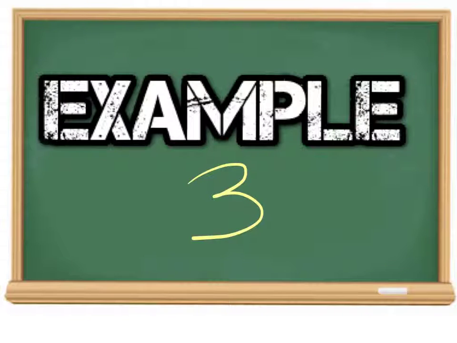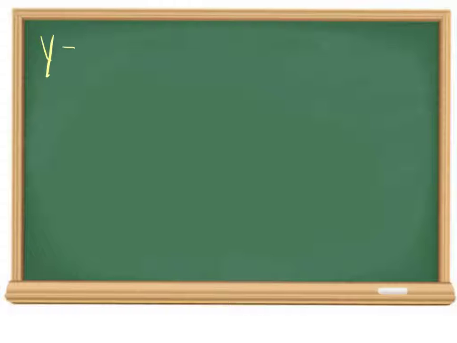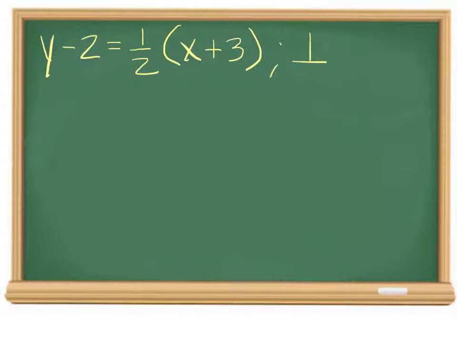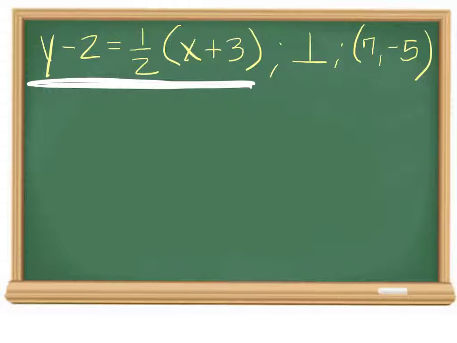Example 3. Y minus 2 equals 1/2 times the quantity x plus 3. You need a line that is perpendicular and passes through the point 7, -5. Now this is the same type of problem from example 1 and from the last part of class yesterday, but notice that this is point slope form, so there is another way you could do this.